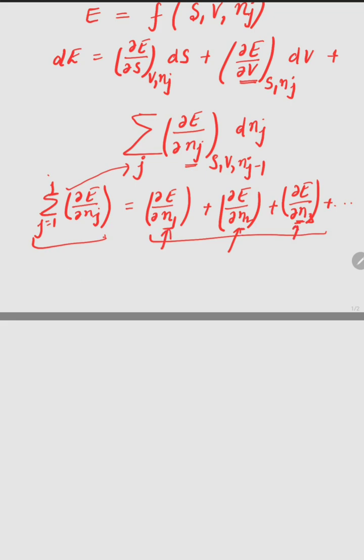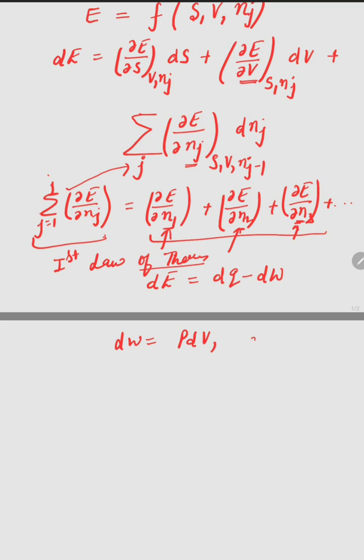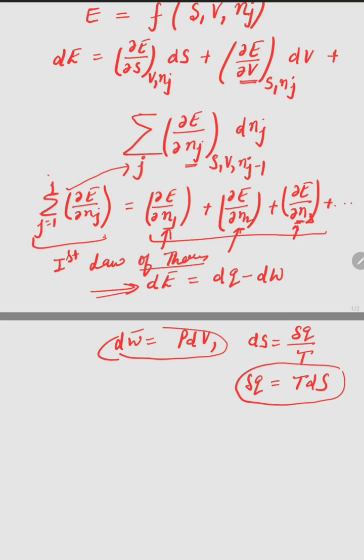Okay, now as we know from the first law of thermodynamics, the formula is that change in internal energy is given by dq minus dw. Okay, work done is given by the formula PdV, and entropy is given by the formula curly q with temperature. So from here the change in heat is given by TdS. So put this value of dq and dw in this expression. So dE becomes TdS minus PdV.